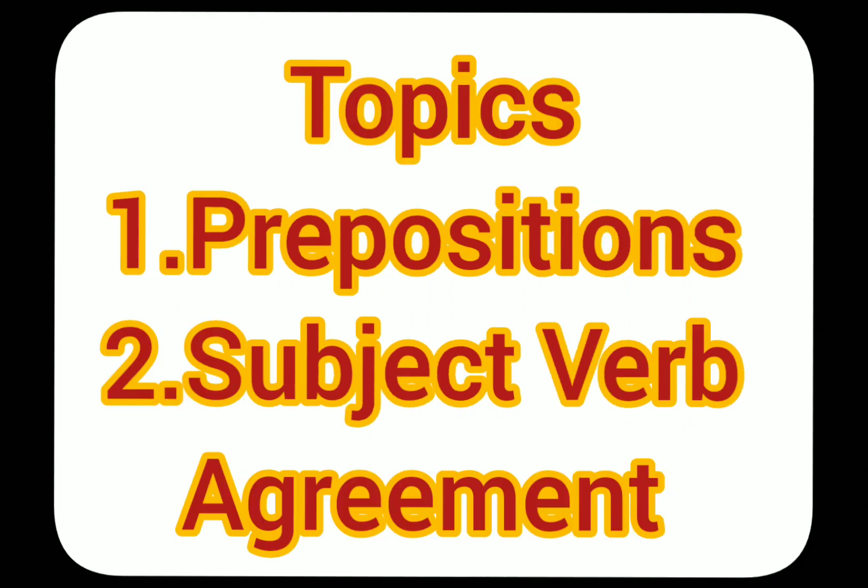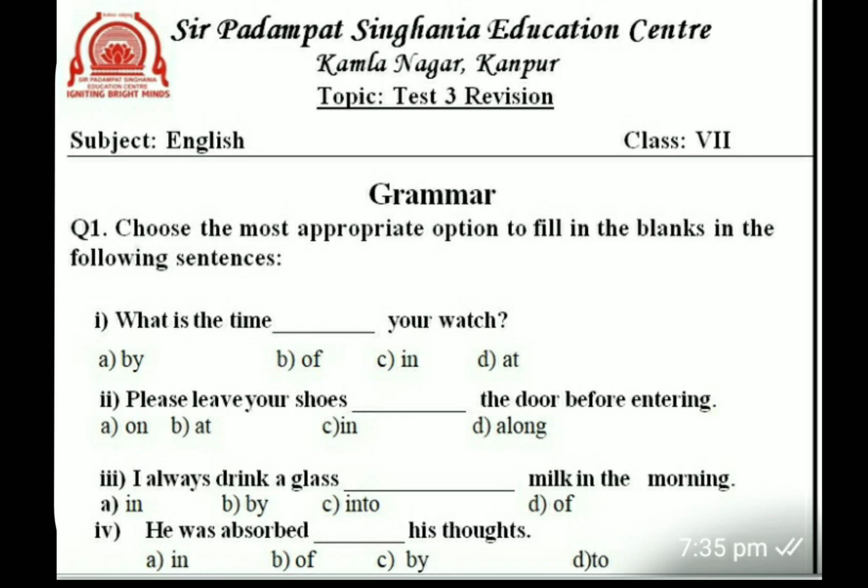So, let's begin. We begin with grammar topics, and the topics for the test are prepositions and subject verb agreement. So, let's begin with the grammar revision. Question number 1 is choose the most appropriate option to fill in the blanks in the following sentences. So here are a few sentences for revision.